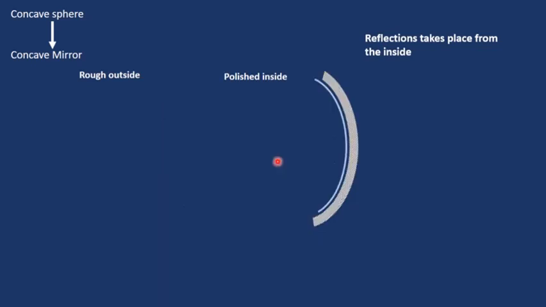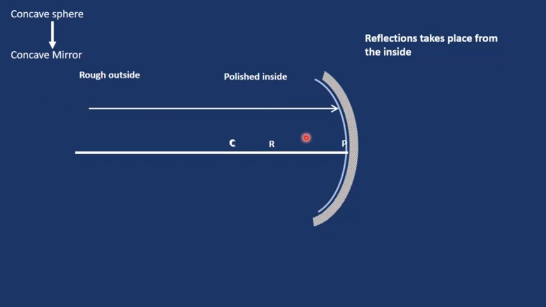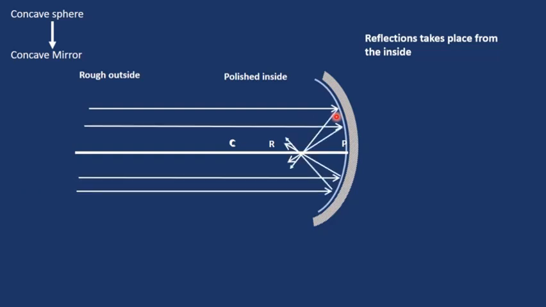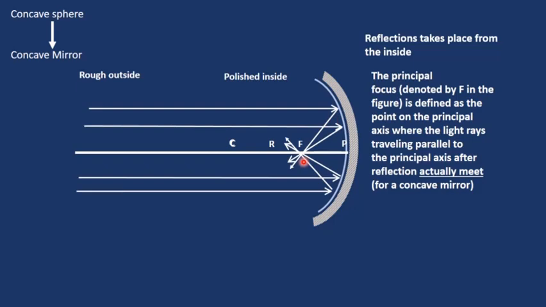And in the case of a concave mirror, if we assume that there are light rays parallel to the principal axis and incident on the inner surface of the concave mirror, then these light rays would get reflected and they would appear to meet at a point. Now this point where the light rays meet after reflection is called principal focus. So we can define principal focus as the point on the principal axis where the light rays traveling parallel to the principal axis after reflection actually meet.